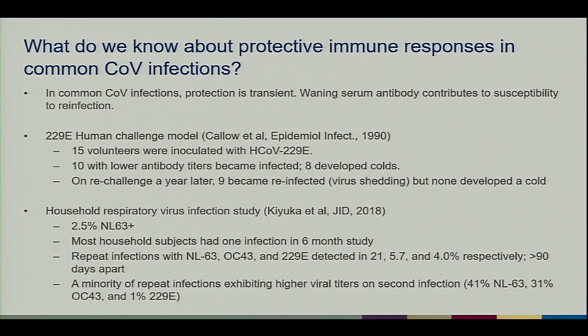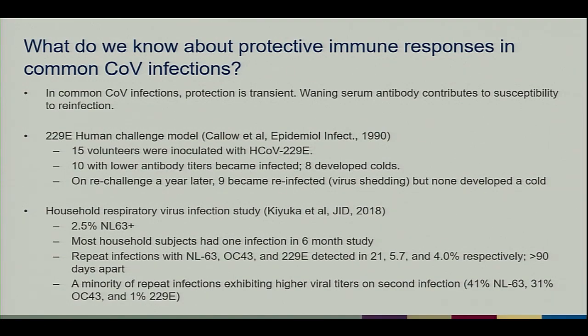There was a household transmission study published in 2018 out of the Noakes lab in Kilifi, and they found that in the households 2.5% of household members had an NL63 infection. Most of those individuals only had 1 infection in the 6-month study. They then looked for repeat infections of all the common coronaviruses, and they saw repeat infections in 21, 5.7, 4.0% respectively.